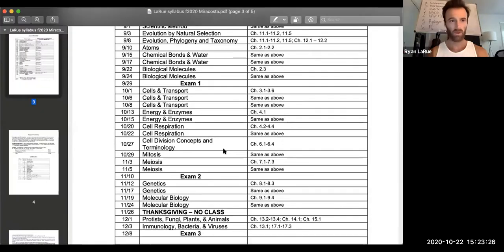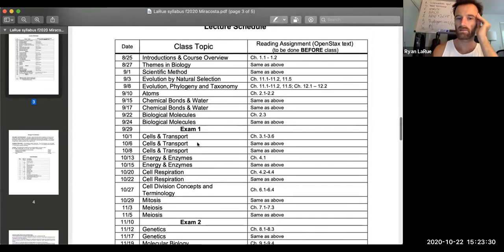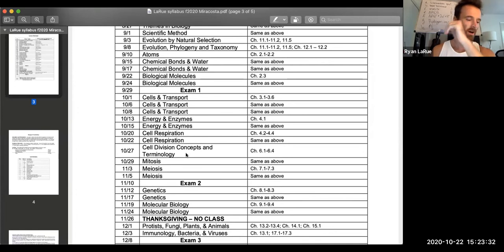So, I wanted to show you guys some kind of good news, I suppose. This is from our syllabus, and interestingly enough, what's today? The 22nd, right? It says cell respiration part 2 here, but we finished cell respiration. I was planning to do cell division. So we're kind of ahead of schedule here, which is always good, because usually I'm very much behind.